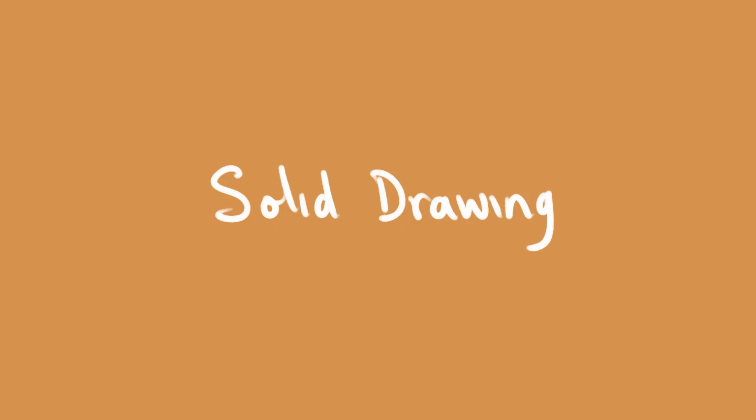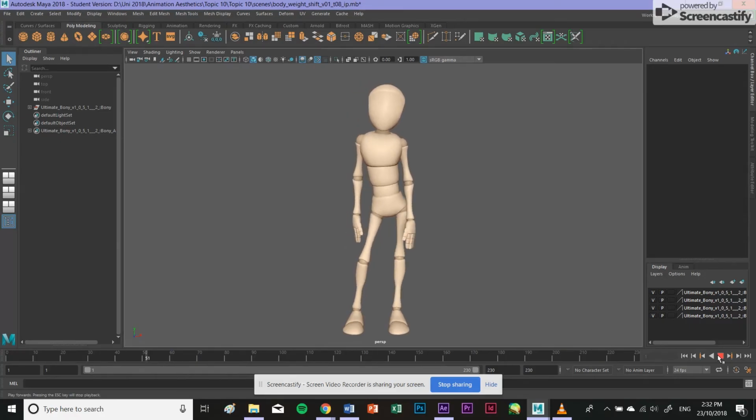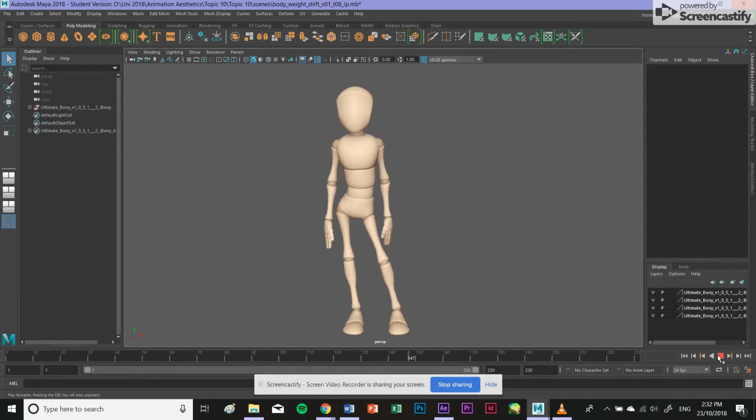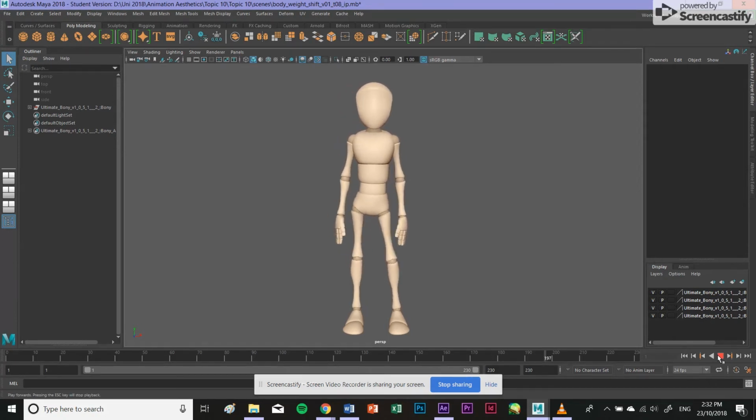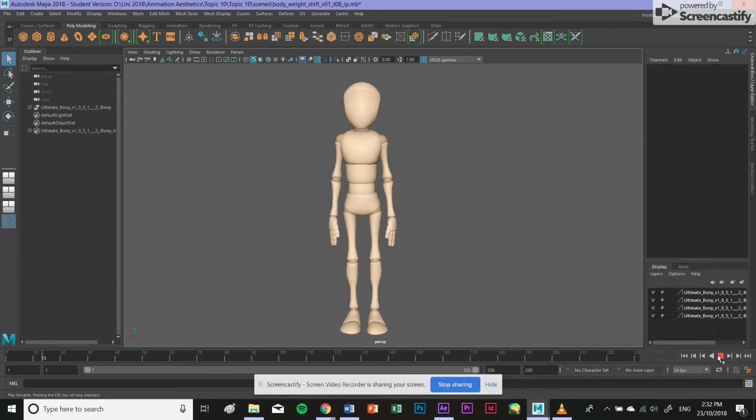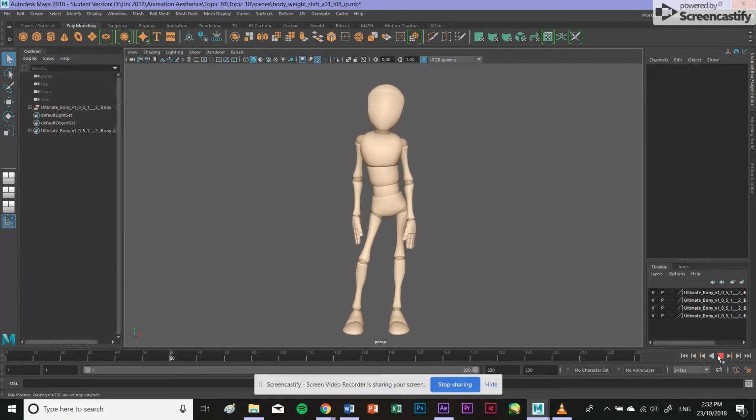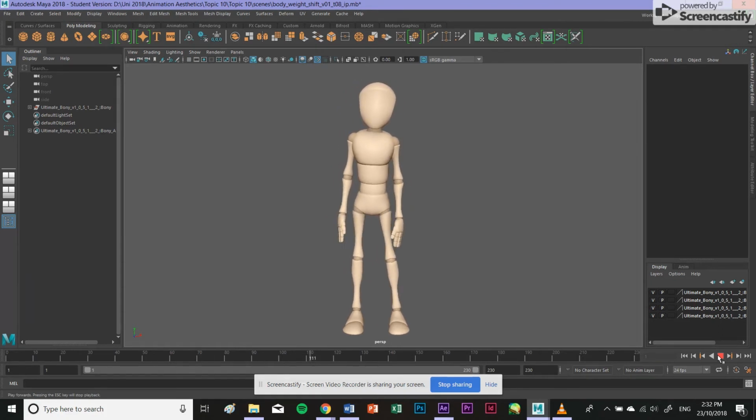The next principle is solid drawing. This is when forms feel like they're in a three-dimensional space by using volume, weight, and balance. It is commonly seen in 2D animation, but it can also be applied in 3D in regards to portraying weight and balance of a character pose. Here, the person is showing that he has weight by shifting his balance.